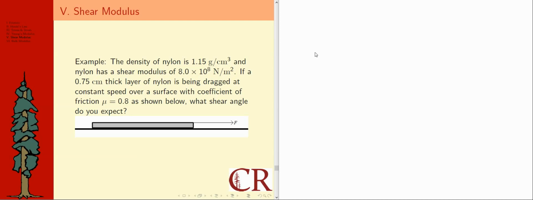If a 0.75 centimeter thick layer of nylon is being dragged at constant speed over a surface with coefficient of friction 0.8, all of this is shown below. What shear angle do you expect?